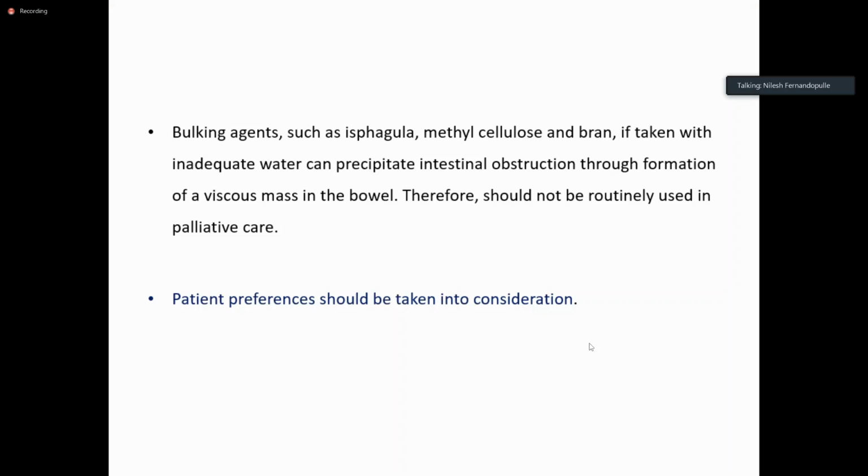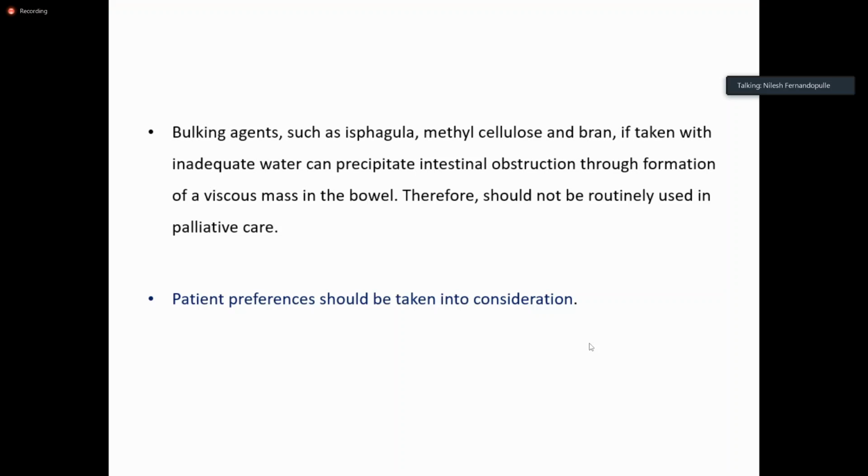In Sri Lanka, we have what we call Fibogel. We have another one, I can't remember the name. Anyway, anything with raw fiber in palliative care is likely not going to be very useful.